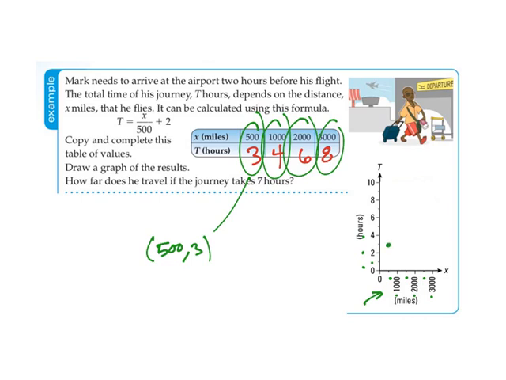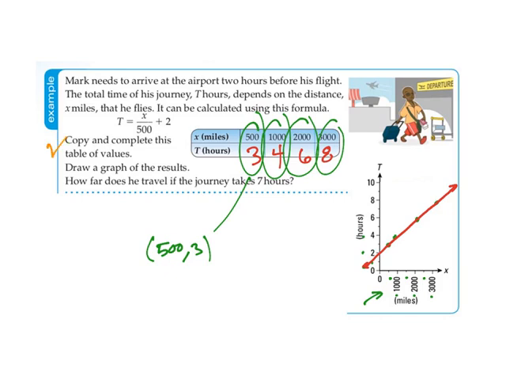Then the next one is 1,000, 4. The next one's 2,000, 6. Now keep in mind, be very careful with this. Ideally this should be on grid paper, and in my situation I'm missing the grid paper. Let's try that one more time. And then 3,000 by 8. Once you have all your coordinates, just like I talked about in class, you want to connect the dots, but also extend the line just a bit, because lines never end, and when you look at the line, you're able to use it to find information.